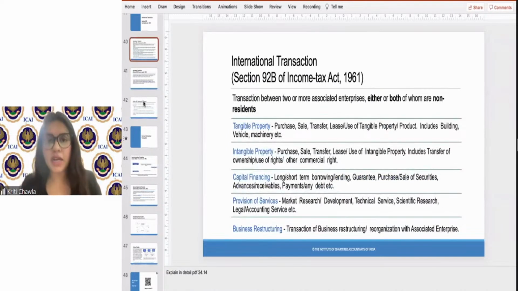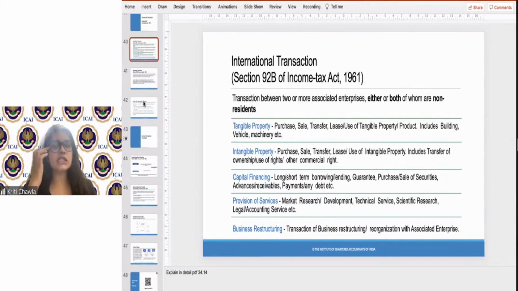Okay, so to summarize, there is a request out there to summarize section 92B. Well, as a summary, section 92B lists the kinds of transactions that can happen between two enterprises. What is the nature of the transaction?